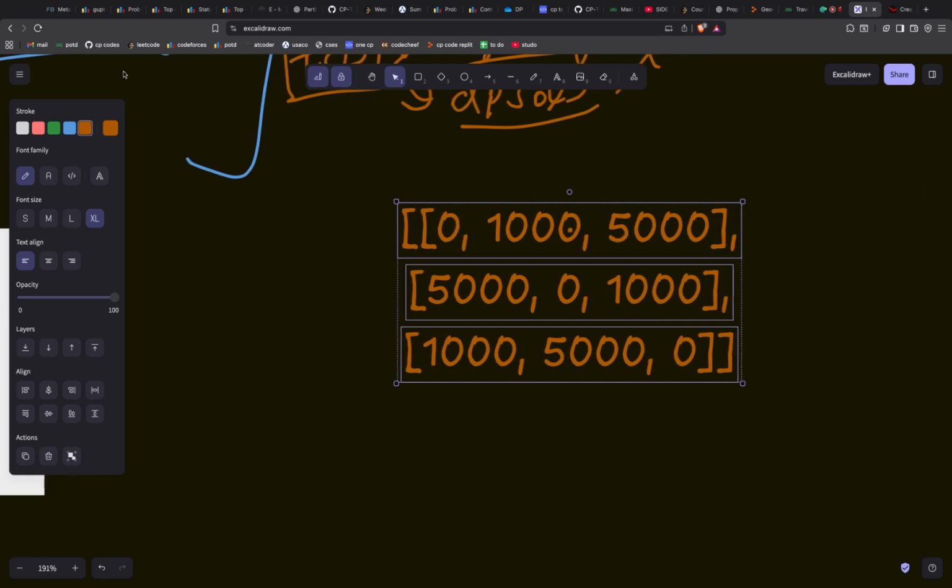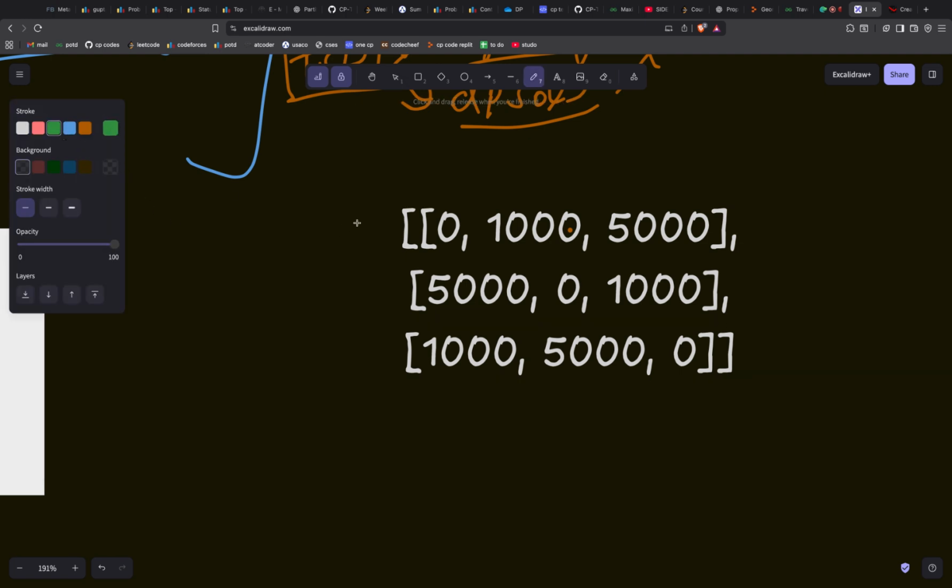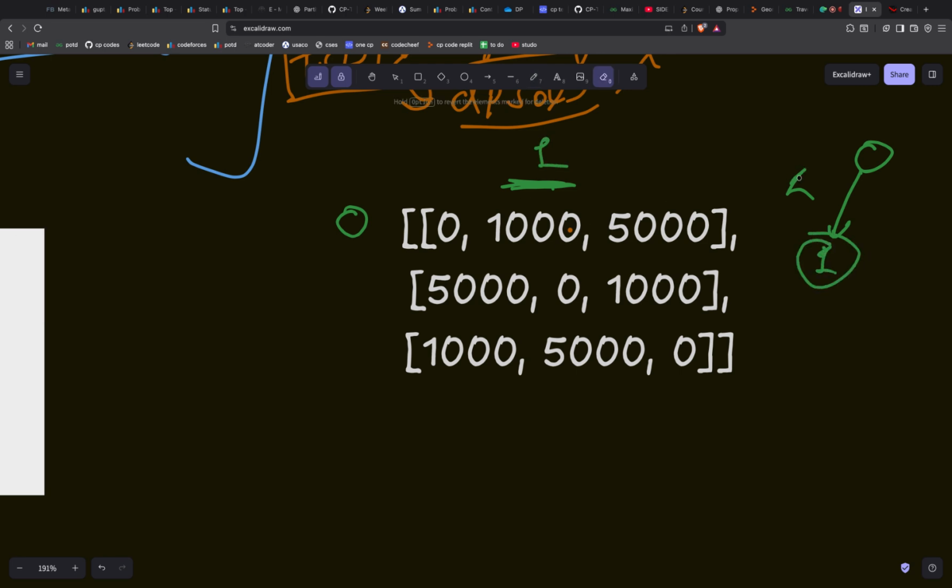So what would be our greedy solution here? We are starting at 0. Now from 0, what is the minimum edge to a non-visited vertex? The minimum edge to a non-visited vertex is this one, right? Because 0 is visited, so this 0 we won't consider. We will consider this one, and this would give me a cost of 1000.